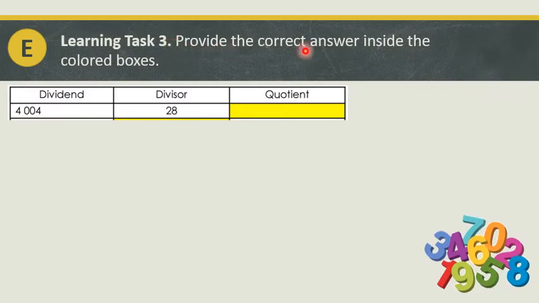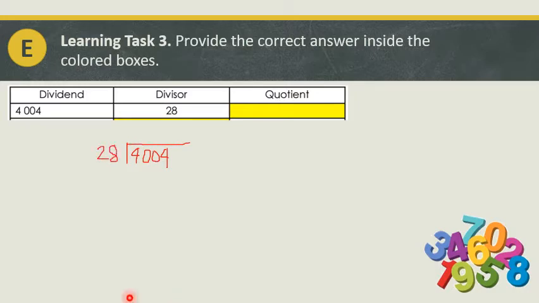Okay, learning task 3. So, let us provide the correct answer inside the colored boxes. Okay, so dito daw po, may dividend tayo, divisor. So, hinahanap is quotient. So, solve nga natin. So, dividend lagi ang nasa loob. So, 4,004 divided by 28.